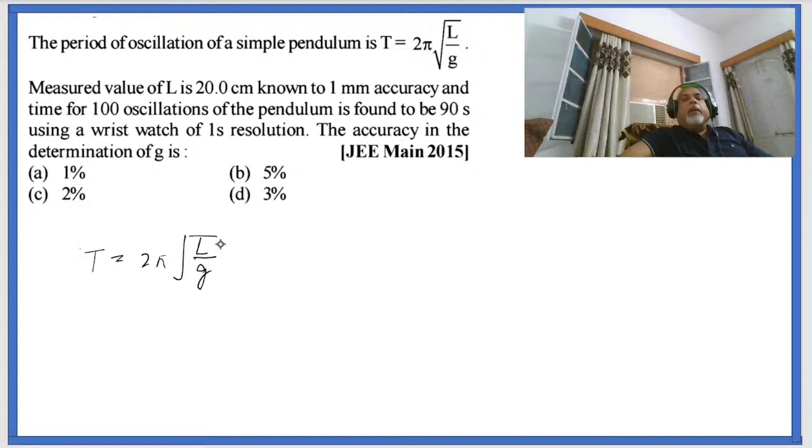ये फार्मूला हमें पता है, and L is your 20 centimeter and accuracy is 1 mm. That means your delta L, correct.